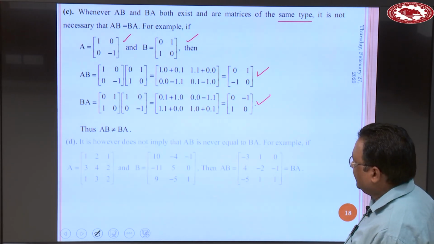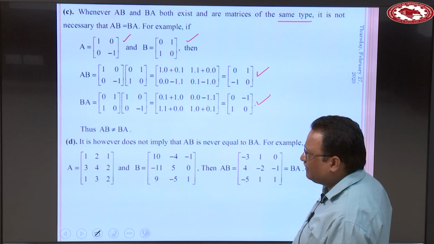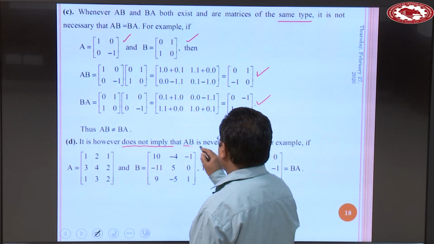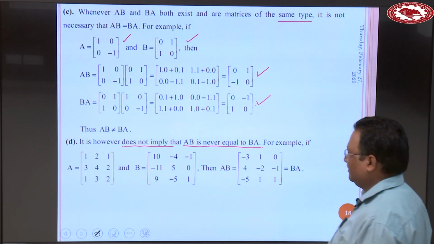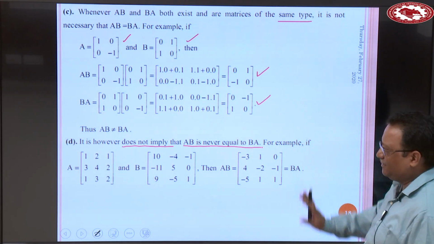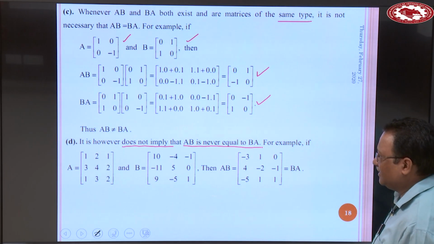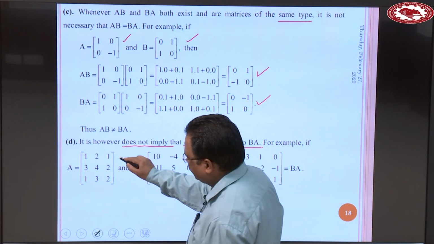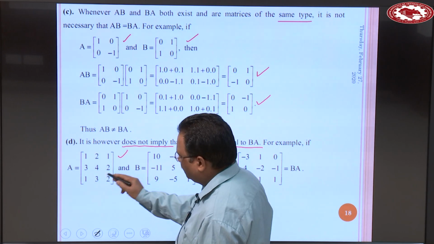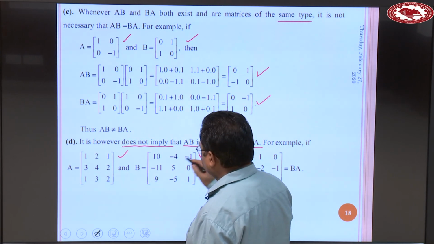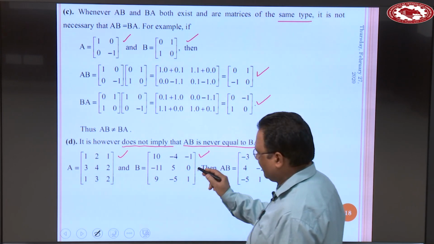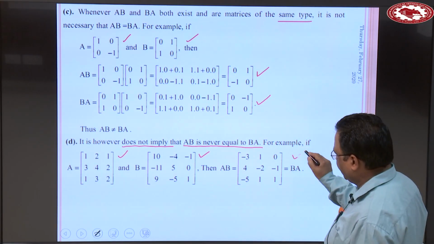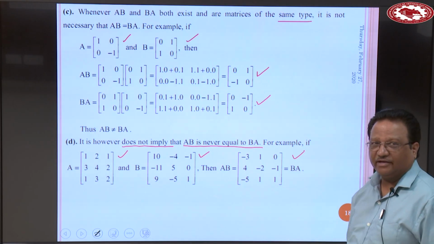One more remark: this does not imply that AB is never equal to BA. For example, if A is [1 2 1; 3 4 2; 1 3 2] and B is [10 -4 -1; -11 5 0; 9 -1 -5 1], then AB is equal to BA.